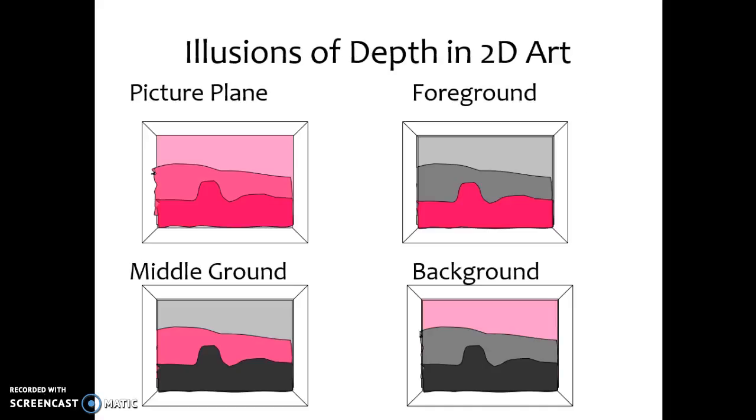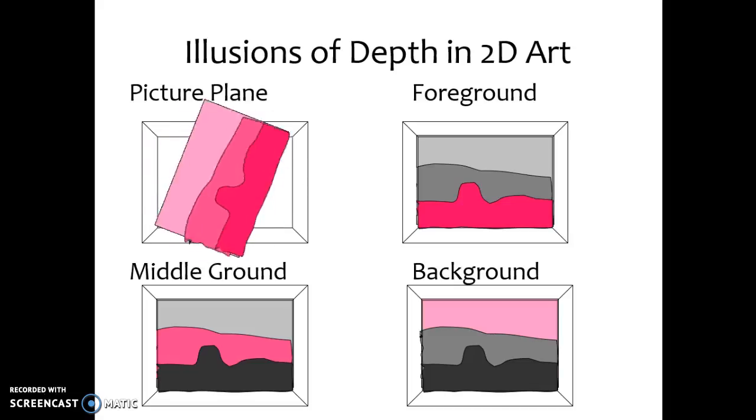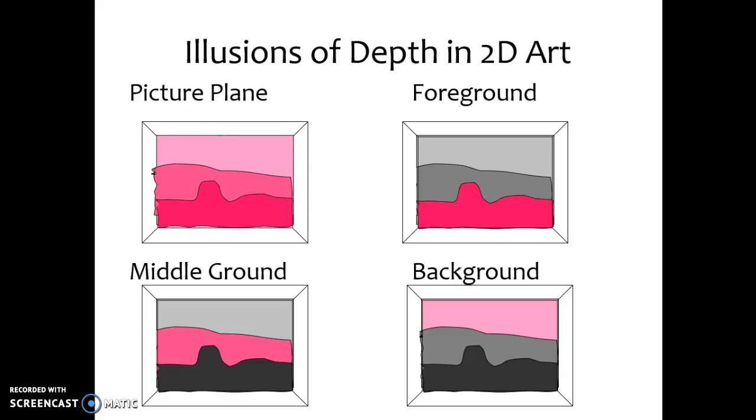When we are talking about creating the illusion of depth in a two-dimensional work of art, we talk about the layers or levels of depth. The entire picture, all of the depth, is called a picture plane, so the whole image itself. Then we divide into three sub-areas.